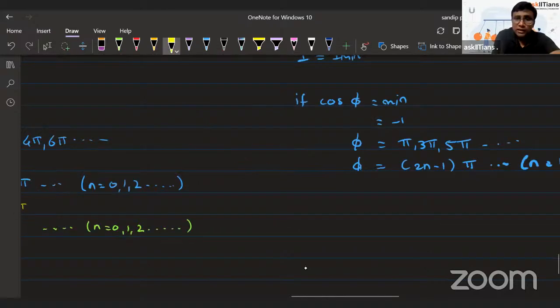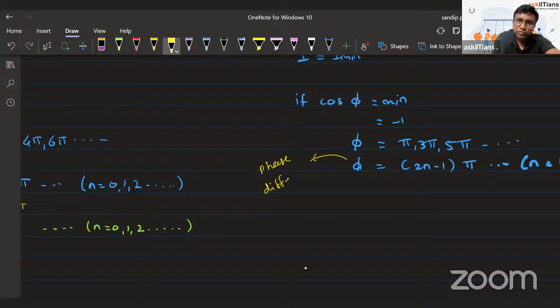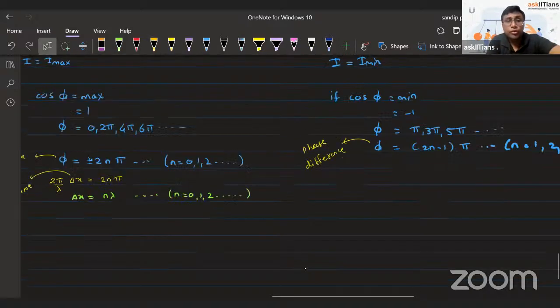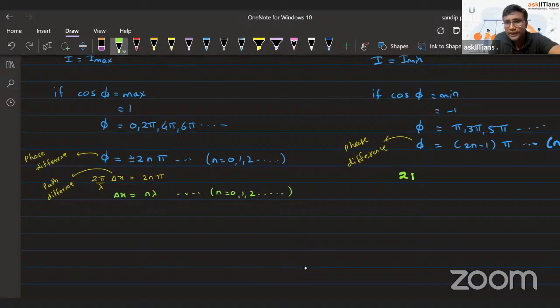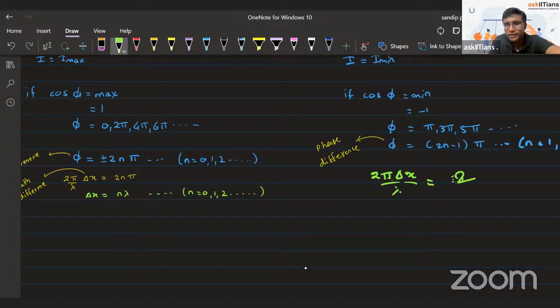Okay? So this is again the phase difference. If you want to talk about the phase difference, then we will say that the phase difference is an odd multiple of pi. If you want to talk about, let's say, the path difference, what you will say is 2 pi delta x upon lambda is equal to, we can say, 2n minus 1 pi.